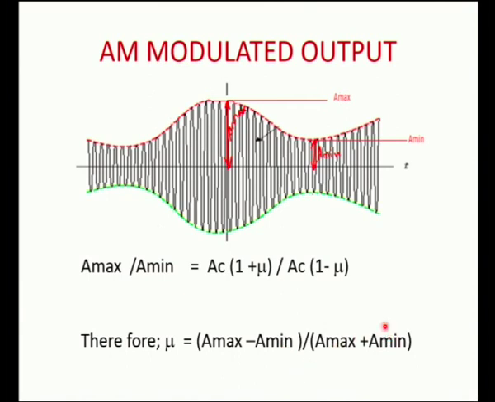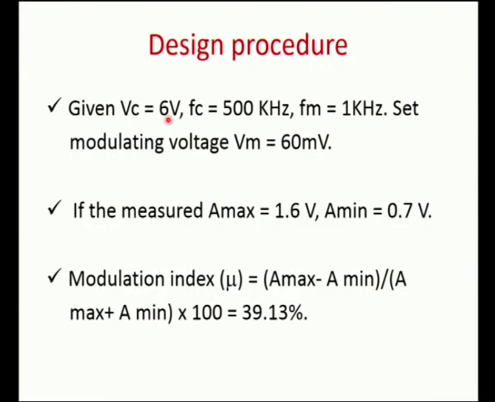So, whatever we have measured, we are going to substitute into this and get the modulation index of our viewed signal. So, the design procedure: we have Vc, the carrier voltage, set to 6 volts, carrier frequency set to 500 kilohertz, message frequency set to 1 kilohertz, and message voltage set to 60 millivolts.